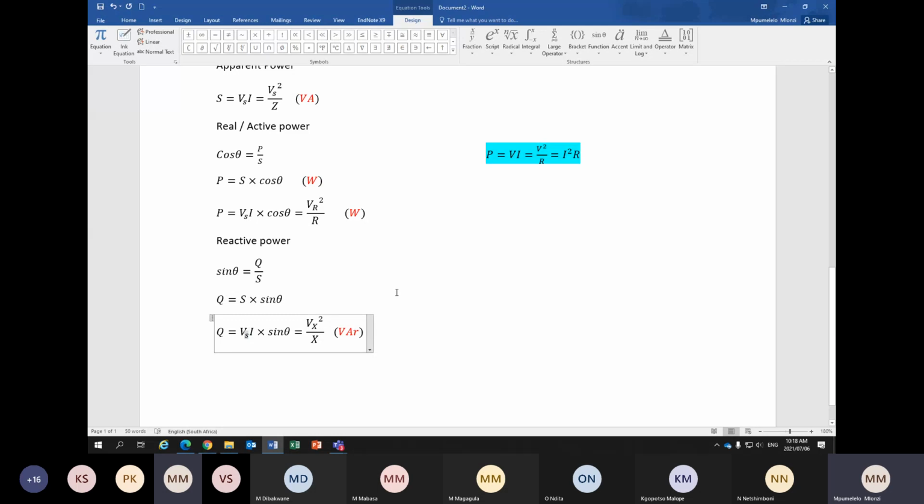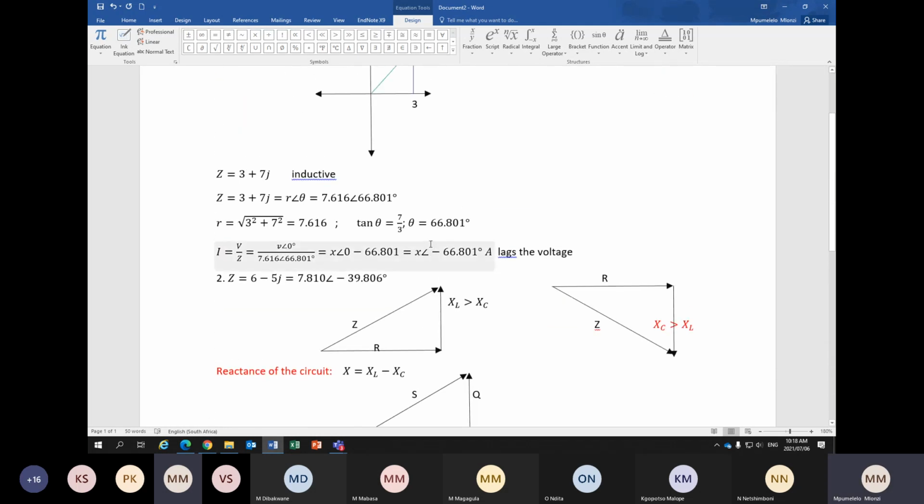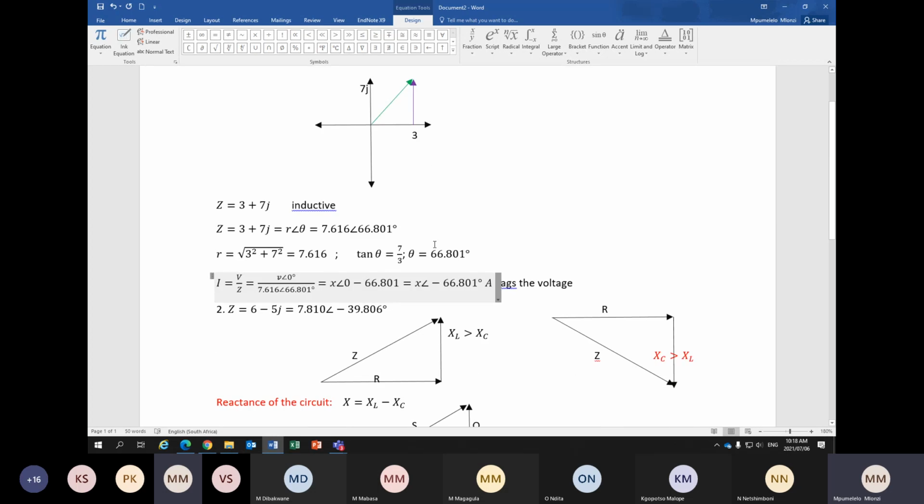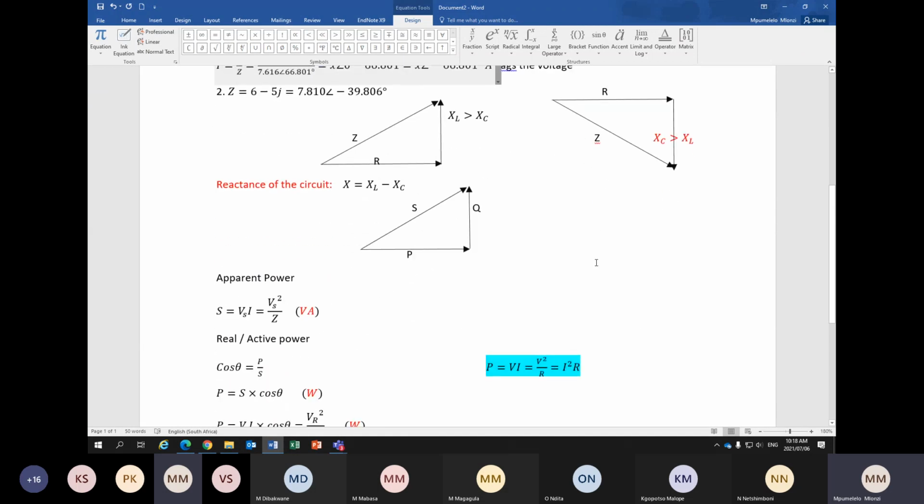It is in terms of using the voltage or the resistor, the impedance and the reactance to calculate the power. And if we do this, it will surely give you the same answers. Okay. Do we have any questions with regards to this, guys?